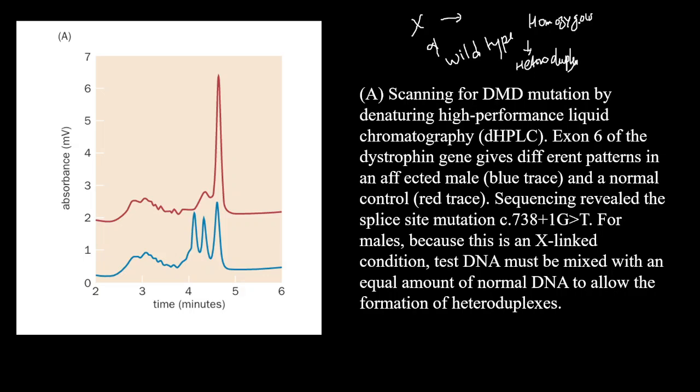Okay. So for example, here you can see this is the control sample and this is the mutated sample, because there is a heteroduplex pair which you can see here. This particular region is the heteroduplex. And this, you can see, is the homoduplex.